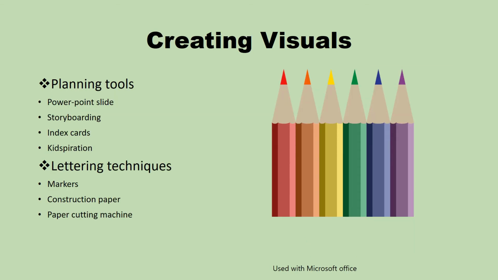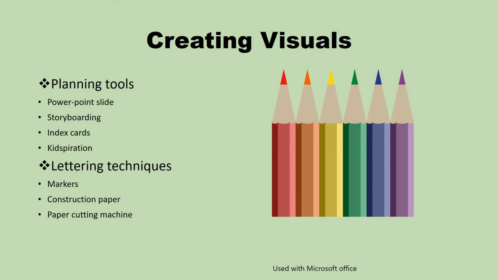Creating your visuals. There are lots of planning tools that you can use. One of the planning tools is the PowerPoint slide. If you use the older version of PowerPoint, it comes with Microsoft Clip Art, but the newer versions don't come with the clip art, but you can still get some of the clip art online. Storyboarding is a great way to organize your thoughts. And index cards are very good to use too. Kidspiration is a fun way to do it, and a lot of computers at our schools still have Kidspiration on it. Making your letters, you can use markers, crayons, pencils, coloring pencils, almost anything you want.